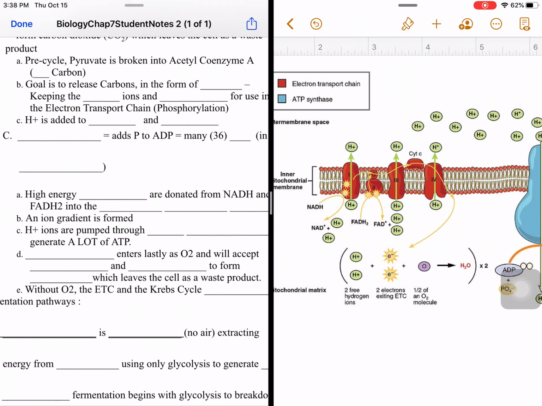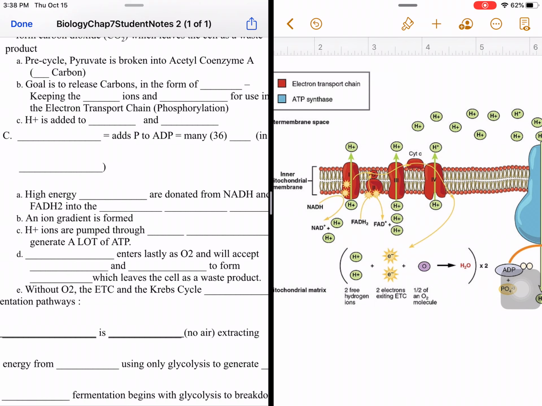So step C is phosphorylation. It's where you add a phosphate to ADP, and you can get as many as 36 ATP in the mitochondria.